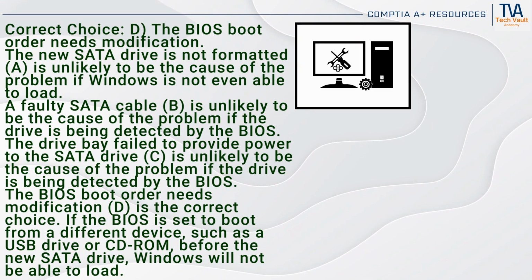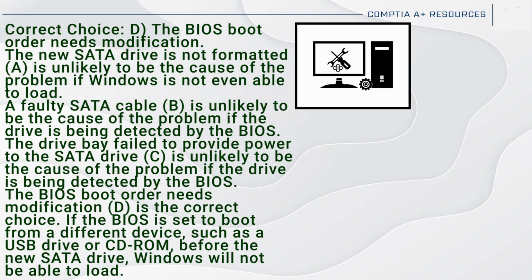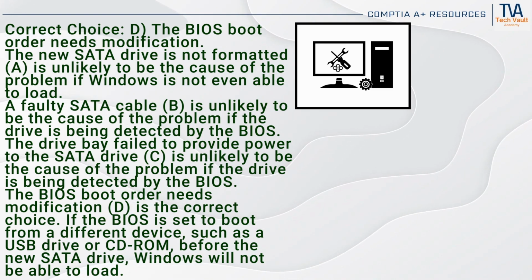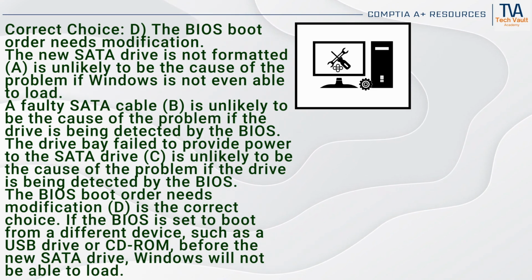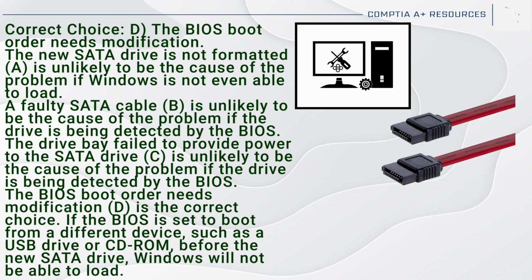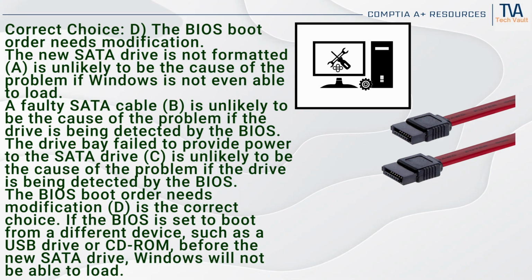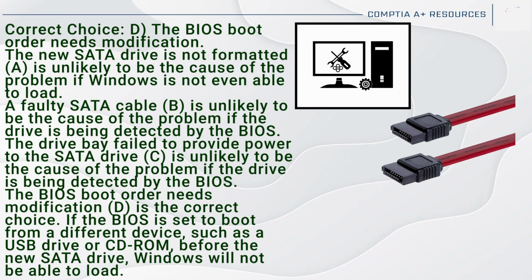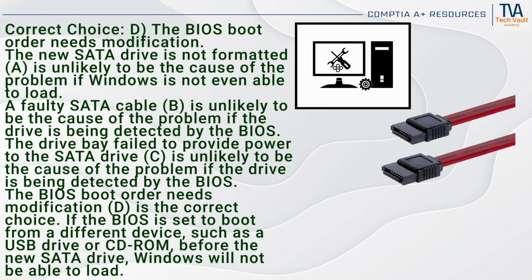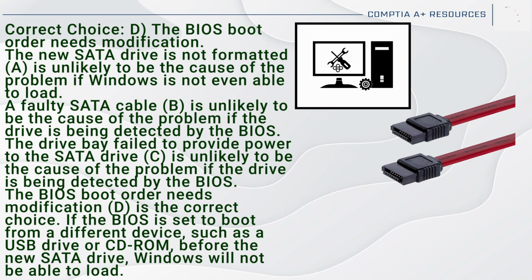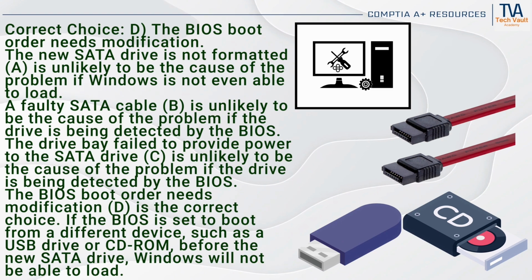Correct choice, D. The BIOS boot order needs modification. The new SATA drive is not formatted, A, is unlikely to be the cause of the problem if Windows is not even able to load. A faulty SATA cable, B, is unlikely to be the cause of the problem if the drive is being detected by the BIOS. The drive bay failed to provide power to the SATA drive, C, is unlikely to be the cause of the problem if the drive is being detected by the BIOS. The BIOS boot order needs modification, D, is the correct choice. If the BIOS is set to boot from a different device, such as a USB drive or CD-ROM, before the new SATA drive, Windows will not be able to load.